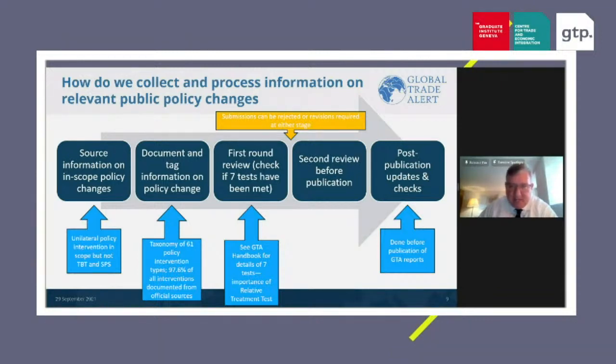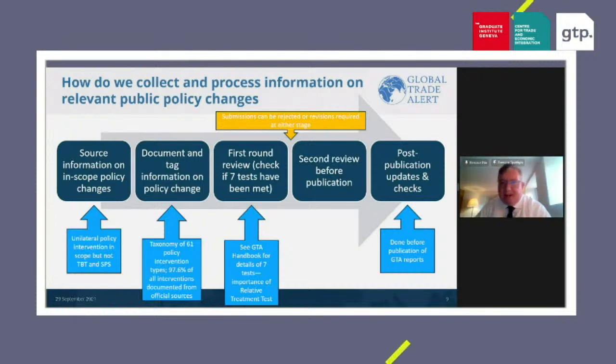Those are the 7 steps. I'm prepared to go into them in Q&A, but you can find them all in our GTA handbook. If the first round review is passed, then the measure goes to the second round review with a different team member. These reviews are done by very senior team members. I'm heavily involved in the second round review process. And then if the second round review is satisfied, the measure is published.